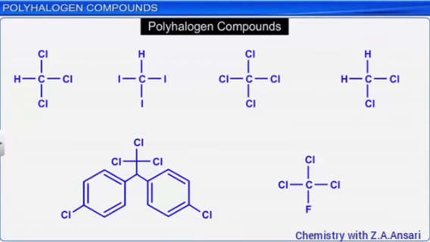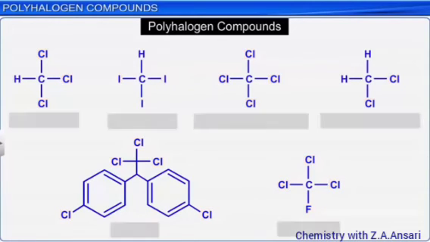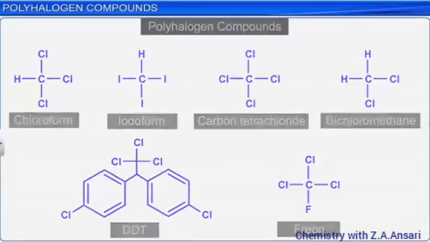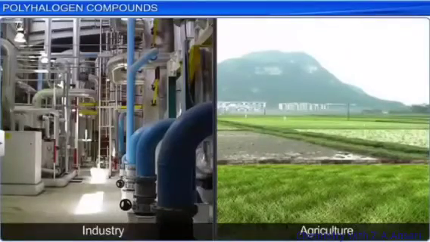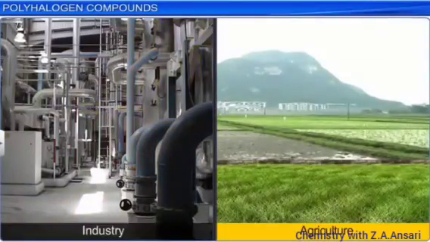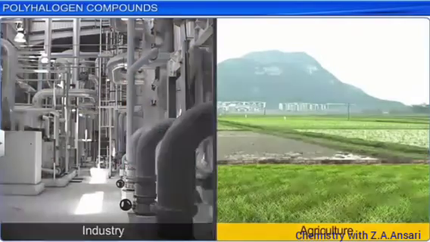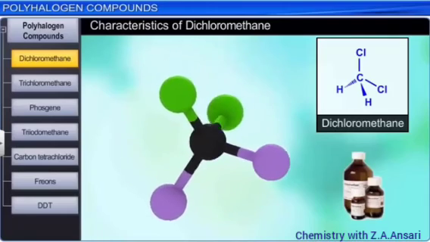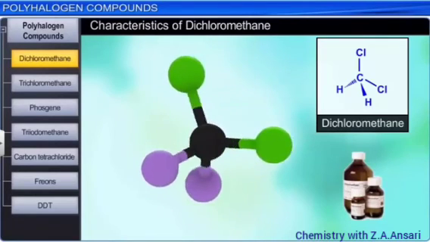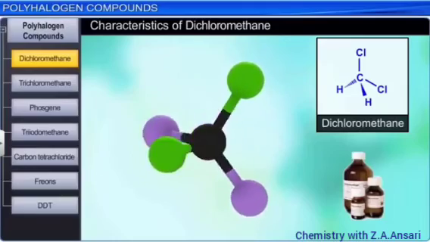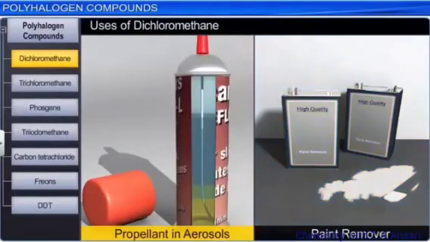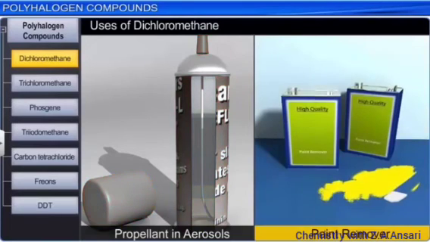Polyhalogen compounds are carbon compounds containing more than one halogen atom. Some examples of polyhalogen compounds are shown here. Many polyhalogen compounds are useful in industry and in agriculture. Dichloromethane, also called methylene chloride, is a colorless volatile liquid with a moderately sweet aroma. Dichloromethane is used as a propellant in aerosols and also as a paint remover.